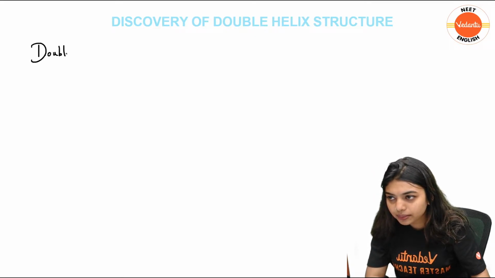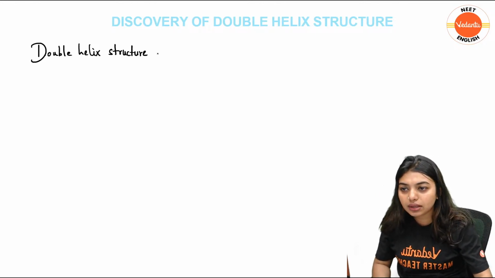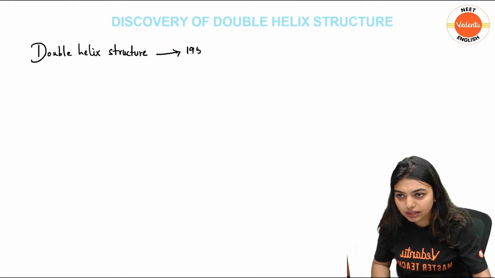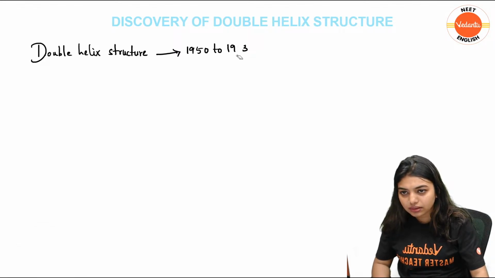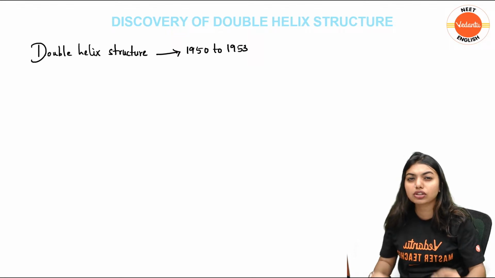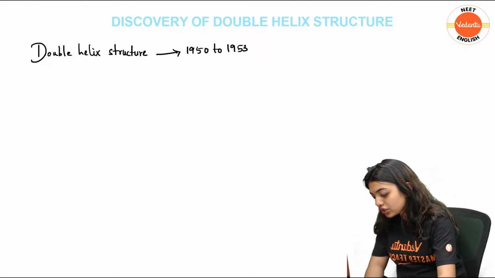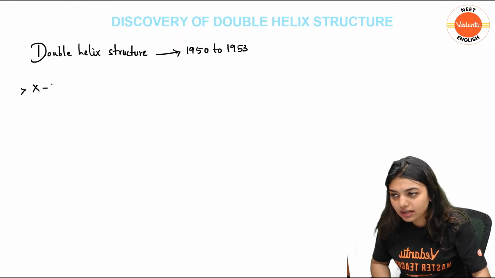Double helix structure. This double helical structure discovery was in the years 1950 to 1953. Around 3 years they took, trying to find what the structure of DNA was, or how the structure looked. But students, how did they find it? They found it with the help of X-ray diffraction.